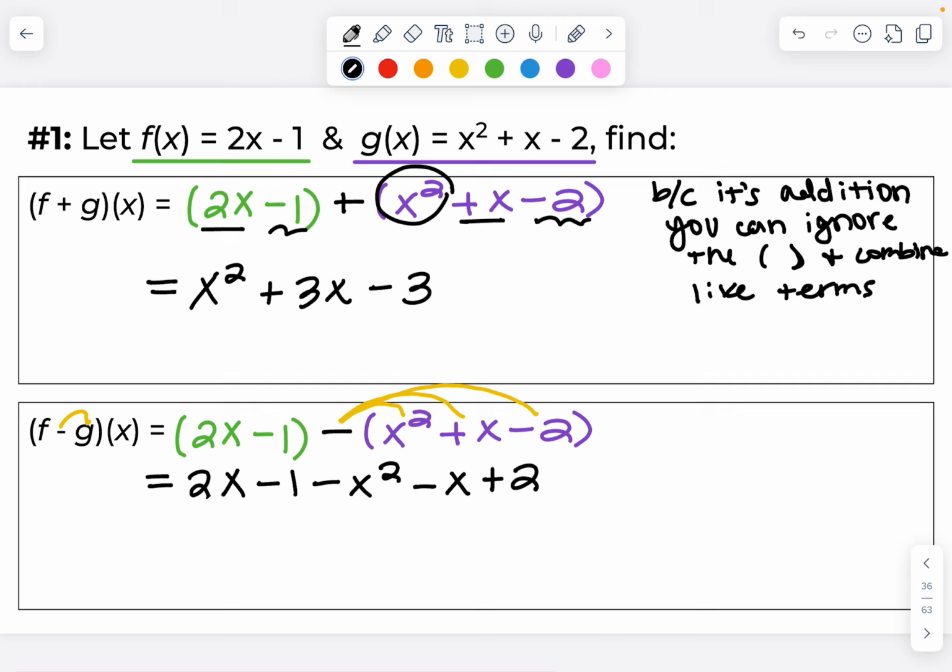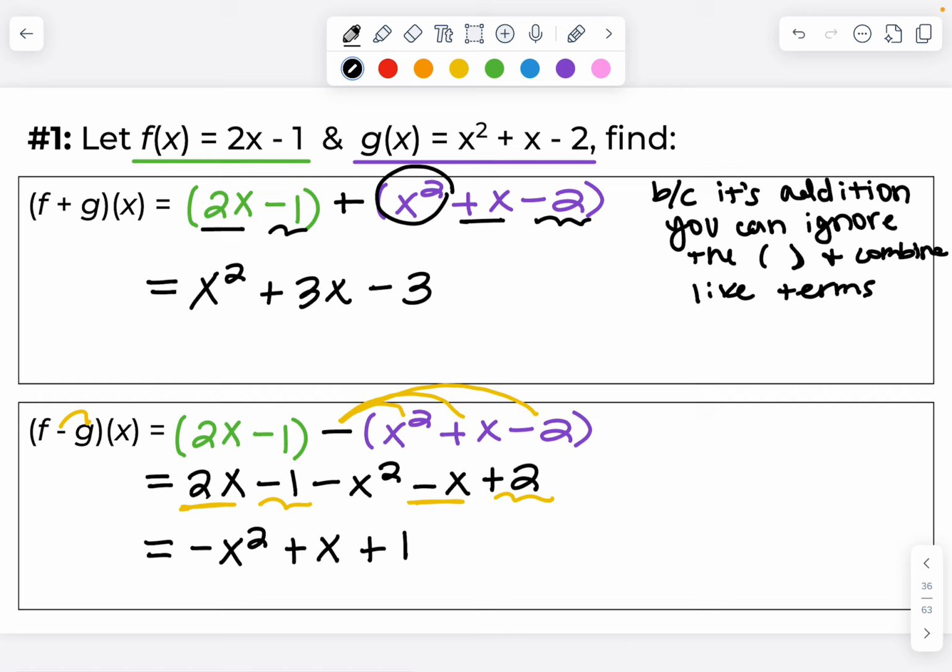And then I can combine like terms from here. So again, that x squared term doesn't have anything to combine with it, so I'm just going to write negative x squared. Then I'm going to look at what can be combined. I have a 2x and I have a negative x, and then I have some numbers. So 2x minus x is going to give me a plus x. Negative 1 plus 2 is going to give me a positive 1. And that is f minus g of x.